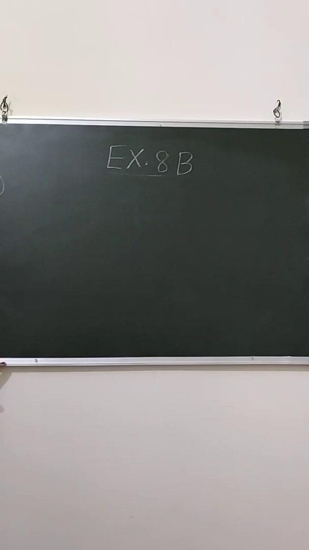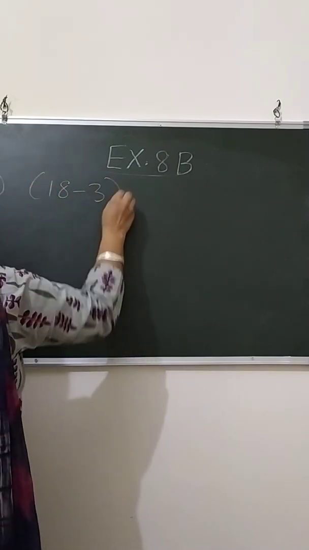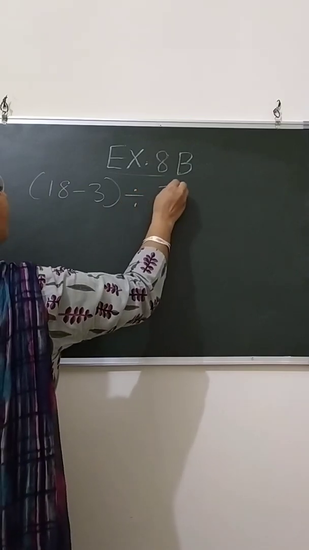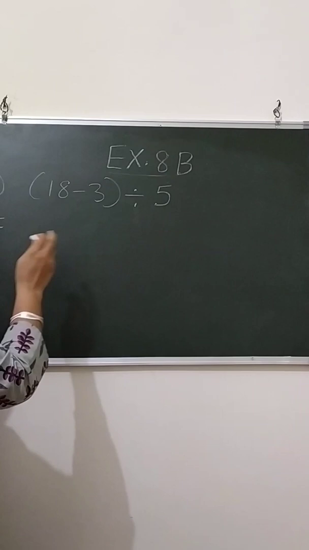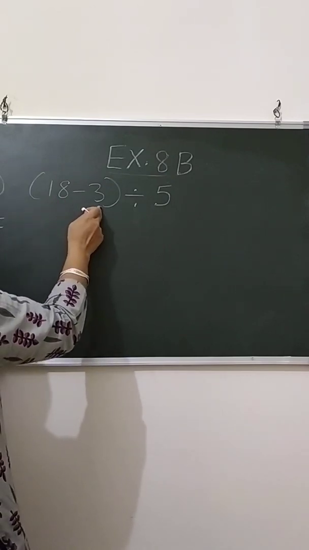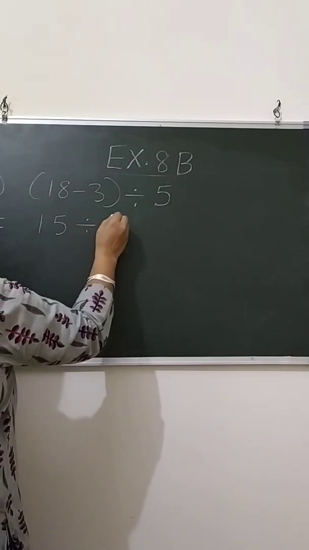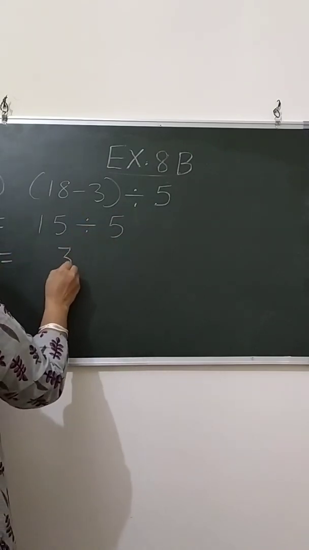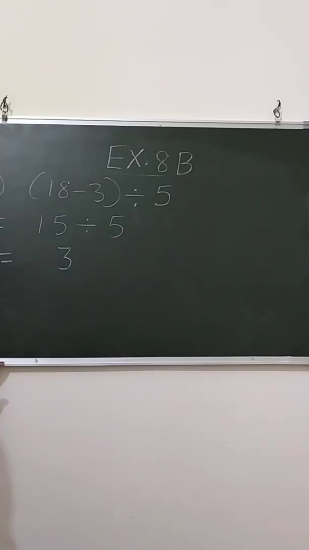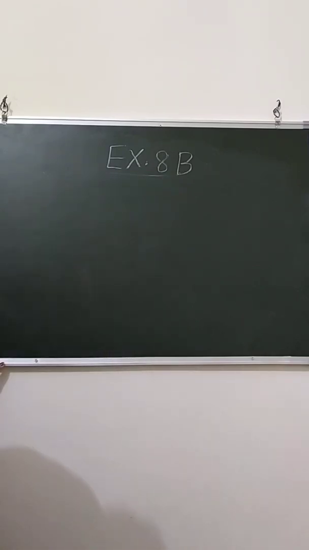This question is 18 minus 3 divided by 5. So first of all we will solve 18 minus 3, that is 15, divided by 5. So 15 divided by 5, we get 3. Come to the next question, third.